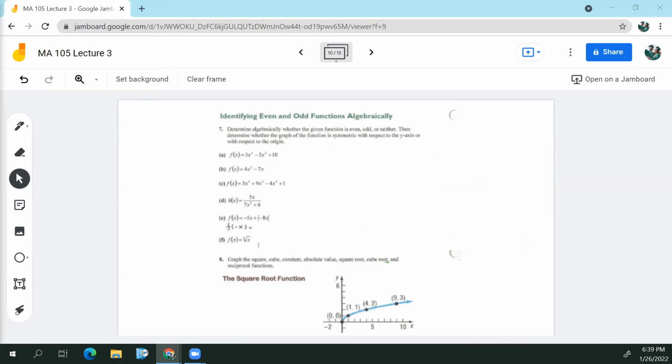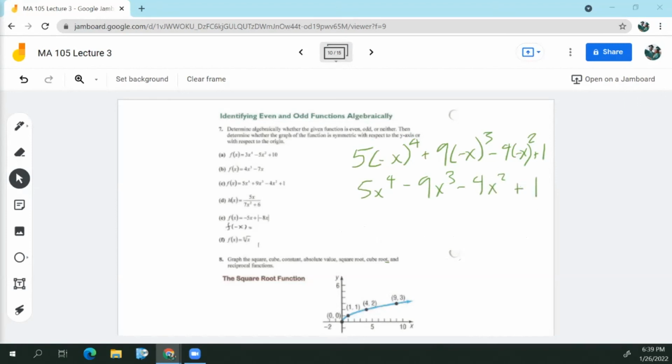I'm not going to even write the whole thing. Basically, I'm just going to say this. You got 5 times negative x to the fourth plus 9 times negative x cubed minus 4 times negative x squared plus 1. Negative x to the fourth gives you 5x to the fourth. Negative x cubed is going to be negative 9x cubed. This is going to be negative 4x squared because the x squared is going to be positive, and plus 1.